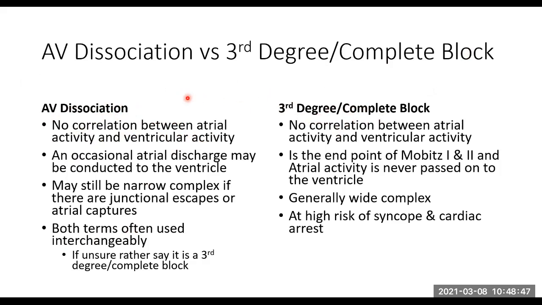The difference being that if you have AV dissociation, you may have an occasional atrial discharge or junctional discharge that is conducted to the ventricle. Whereas in third degree, you never have atrial activity passed on to the ventricle. It's the end point of Mobitz type 1 and type 2. So this means you would have to run a rhythm strip for quite some time, maybe even 10, 15, 20 minutes.